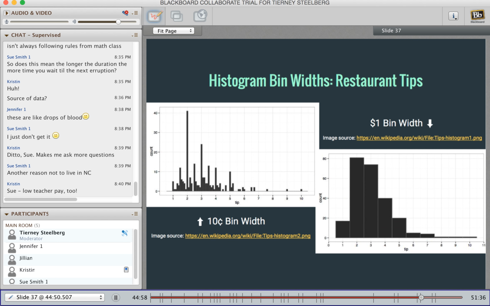These two histograms show the same data set, tips received by a waiter at a restaurant. The one on the left has a 10-cent bin width, and the one on the right has a $1 bin width. What do you notice about these two displays of the same data? You can let us know in the chat.